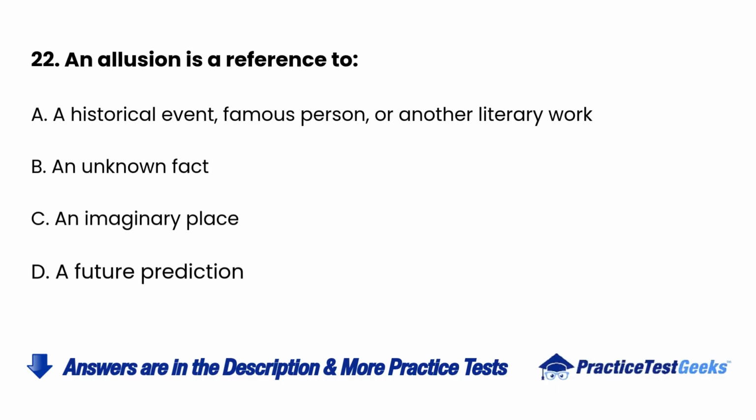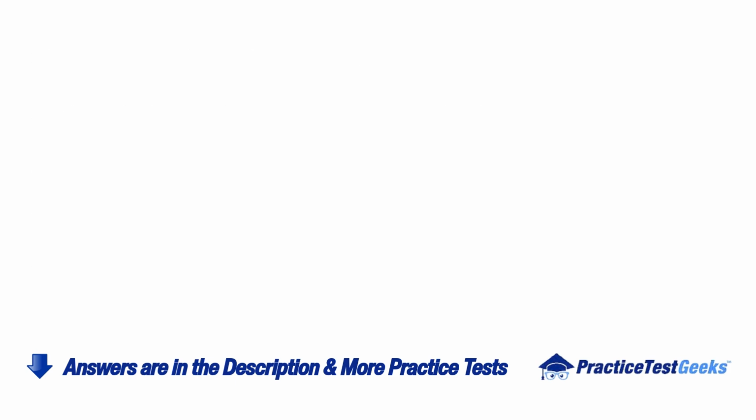22. An allusion is a reference to A. A historical event, famous person, or another literary work. B. An unknown fact. C. An imaginary place. D. A future prediction.